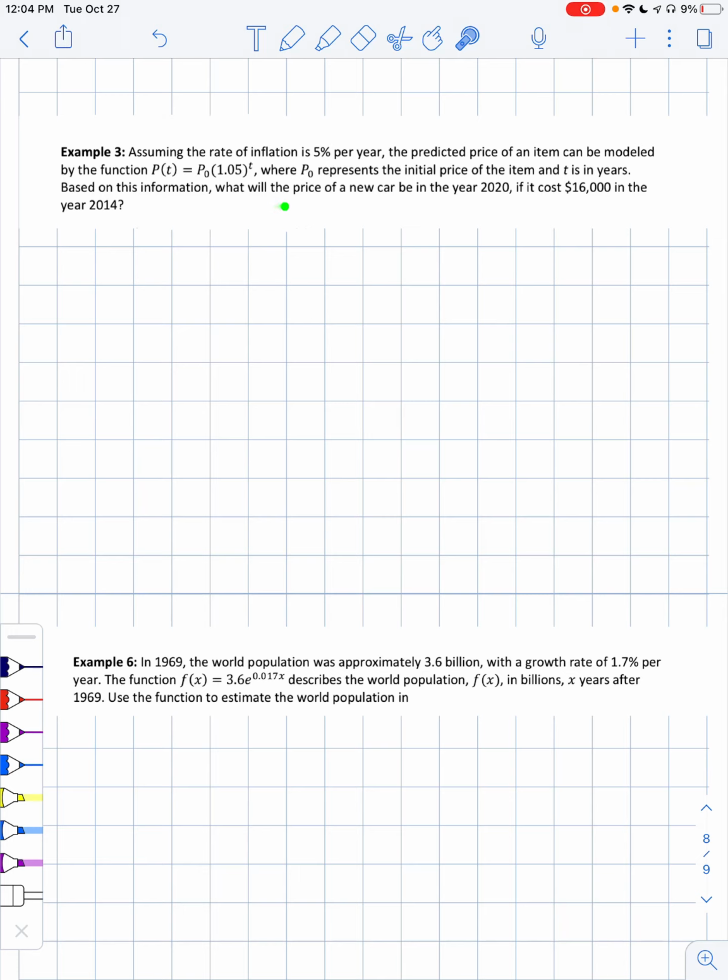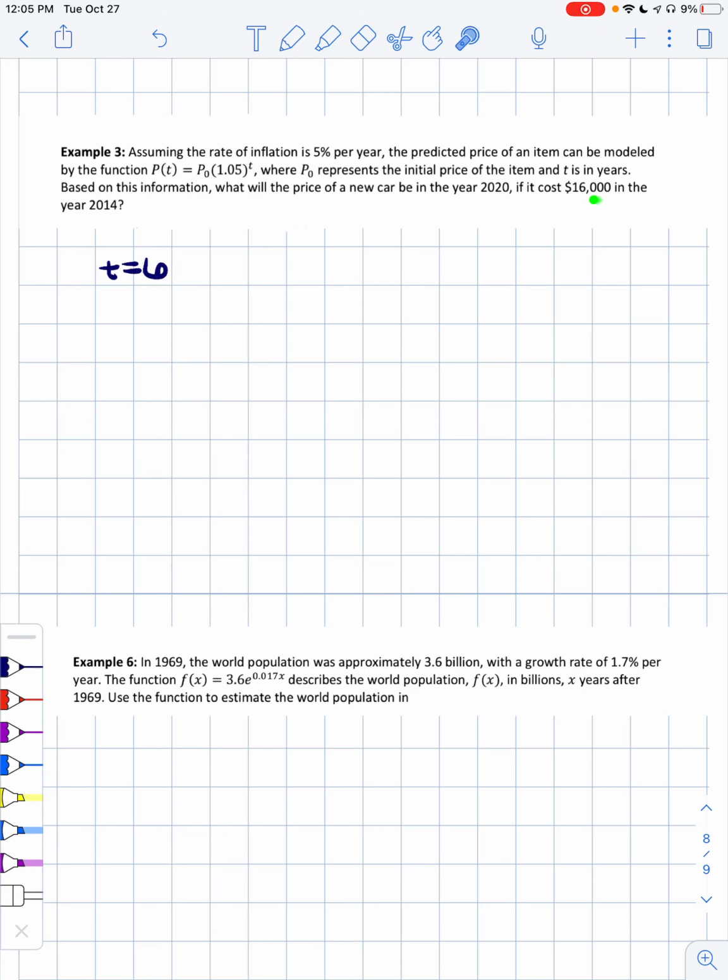We want to know what will the price of a new car be in the year 2020, so this year, if it costs $16,000 in the year 2014. Essentially then, we're thinking from 2014 to 2020, there's a difference of 6 years. Okay, so we're looking for when t is equal to 6.